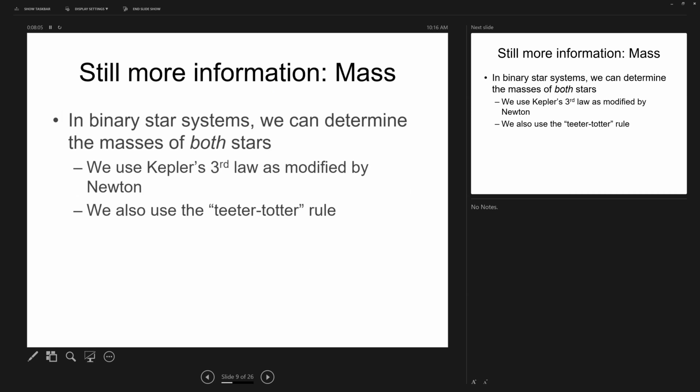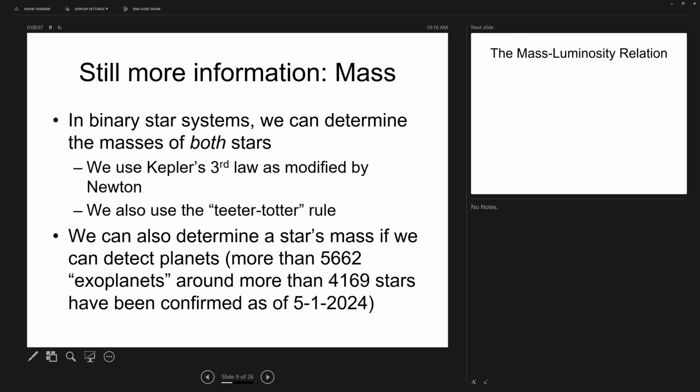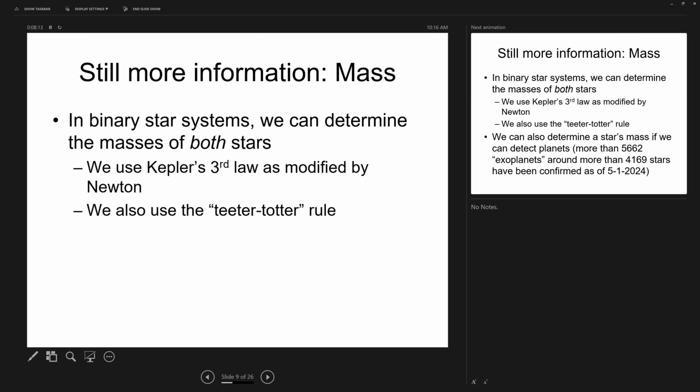The same thing works with stars. But anyway, the mathematics of using the teeter-totter rule is that the lighter mass times the distance from the lighter mass to the center of mass equals the heavier mass times the distance from the heavier mass to the center of mass. And by studying the system carefully, you can figure out the two individual masses. You actually get two equations and you have two unknowns. So it's possible to figure it out.